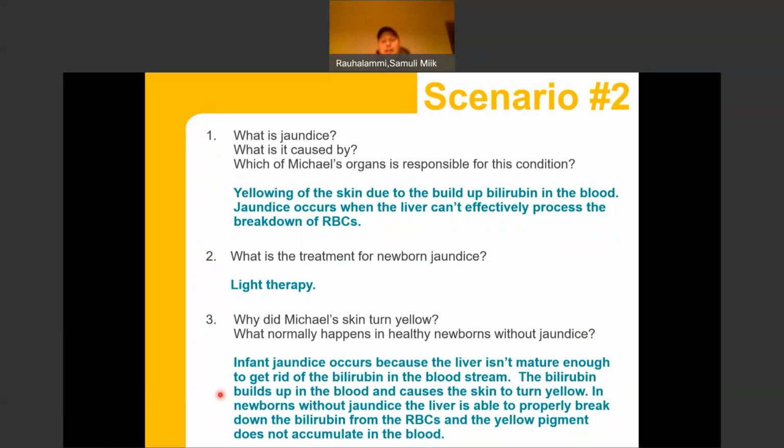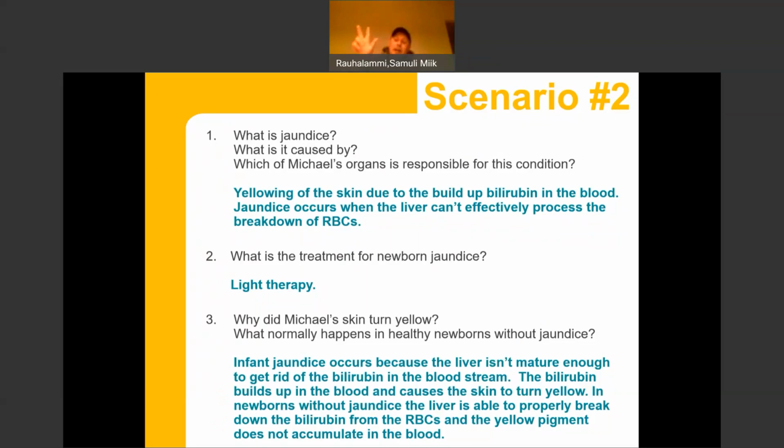In newborns without jaundice, the liver is successful in properly breaking down the bilirubin from red blood cells, and this yellow pigment does not accumulate. So if we're not able to do that, then we end up seeing the case of neonatal jaundice.